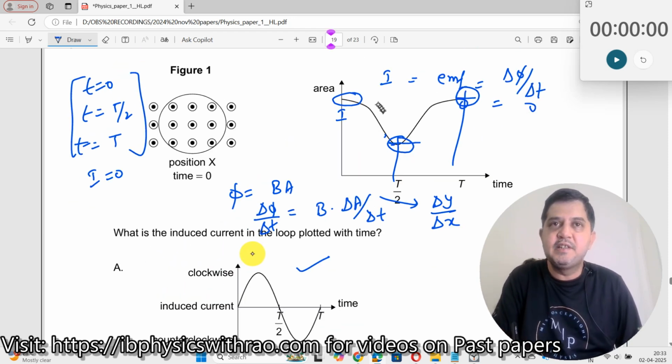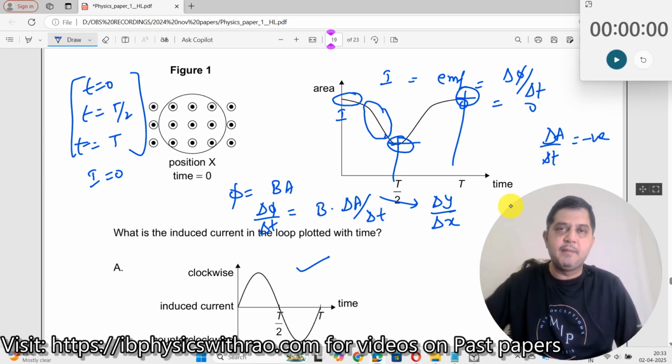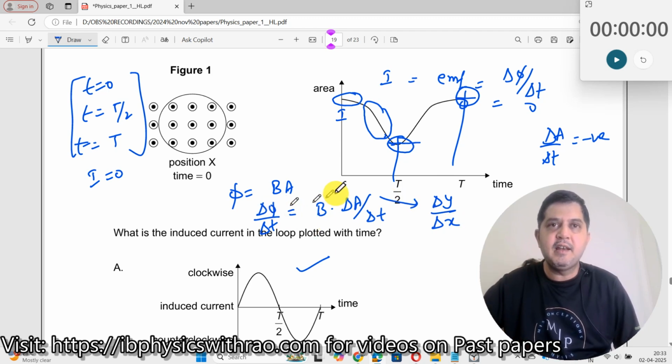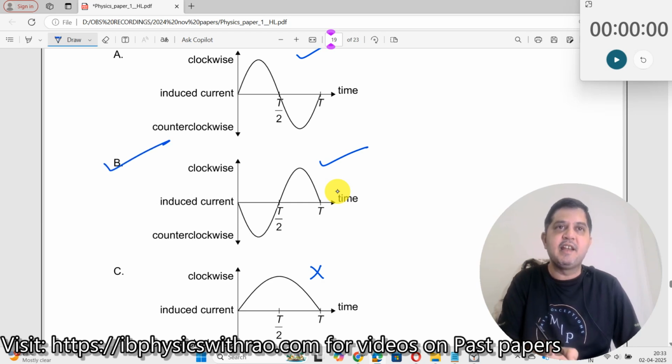Now let us take up this region. What is happening here? Area is decreasing. When area is decreasing, delta A by delta t is negative. The slope becomes negative, or in other words, the current becomes negative. Which option is possible? See here, current is becoming positive in one, and current is becoming negative in the other. So B is the right answer, and A is out.